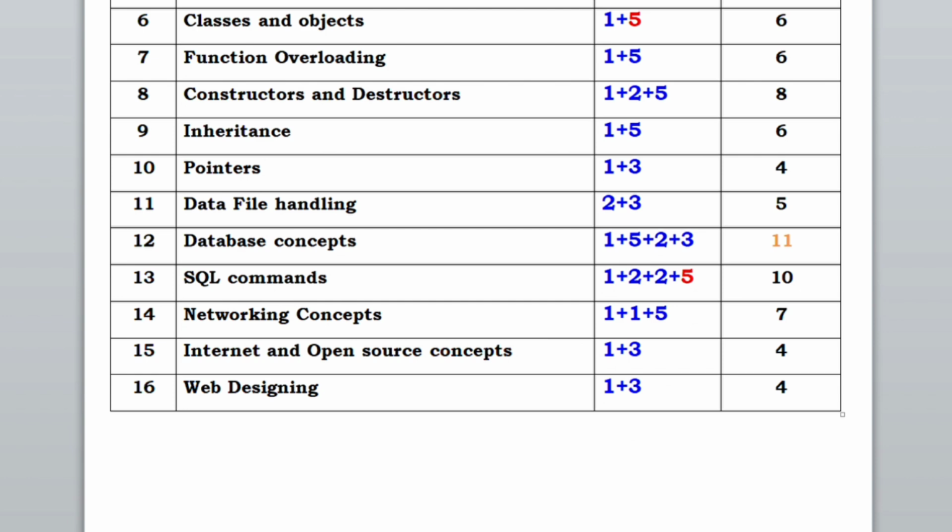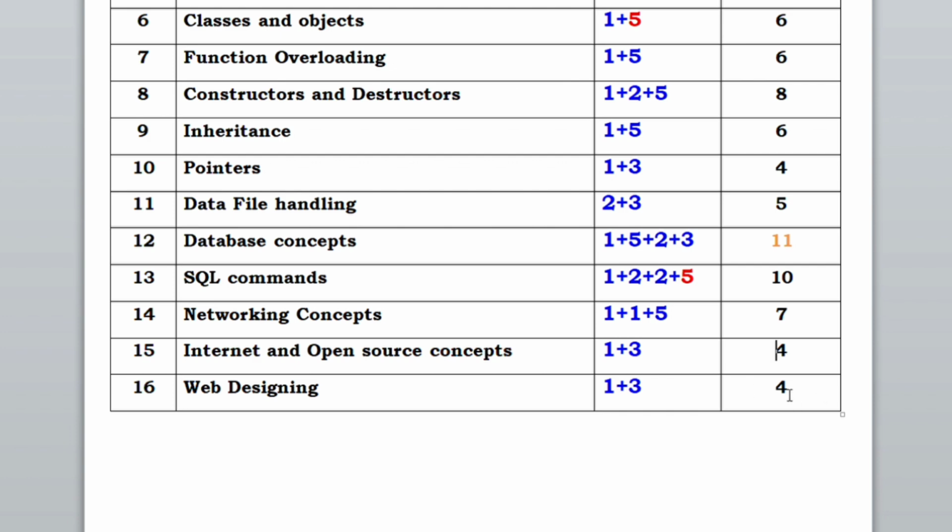Then coming to networking concepts, you have two MCQs. You look at here, 1 plus 1. So you have two MCQs and one 5-marks question. So it is 7 marks. And this SQL commands is totally 10. Internet and open source concepts, again one MCQ and one 3-marks question. Totally 4 marks. Web designing, you have one MCQ and a 3-marks question.